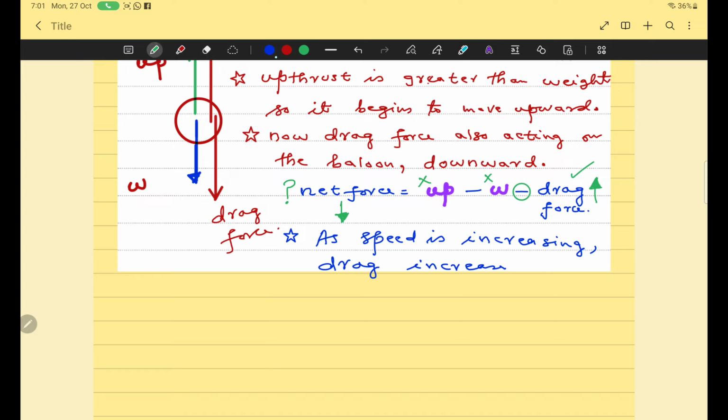And if net force is decreasing, then you know net force contains acceleration, ma. Okay, so net force is decreasing, so acceleration is decreasing. So I am writing: thus net force and acceleration is decreasing.